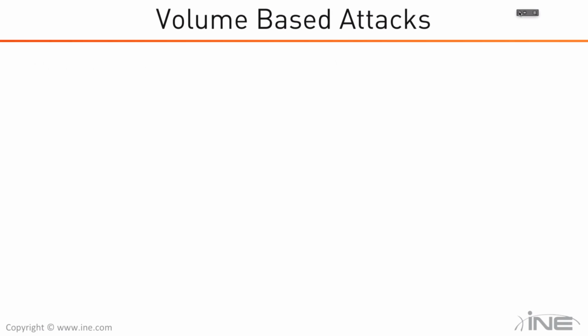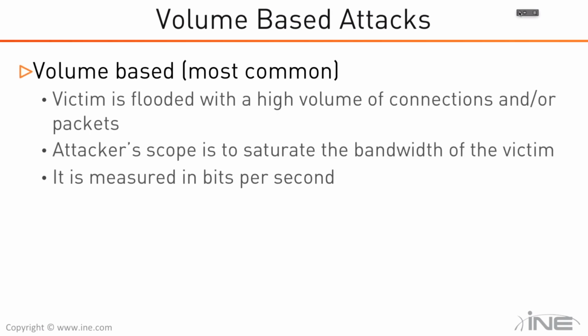So let's start with the first option, volume-based attacks. Per the name, the victim is flooded with a high volume of connections and/or packets. Which one is used depends on the connection type or packet type, whichever is more effective to flood the victim, either more connections or more packets. In the end, the attacker's scope is to saturate the bandwidth of the victim's network. That's why it's called volume-based. The success rate of the attack is measured in bits per second. So the more bits per second we end up sending towards the victim's network, the more successful the attack is.